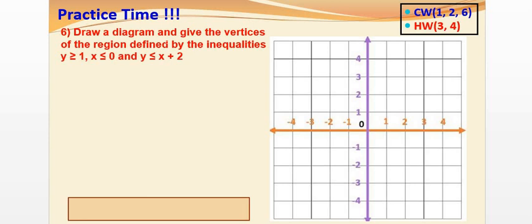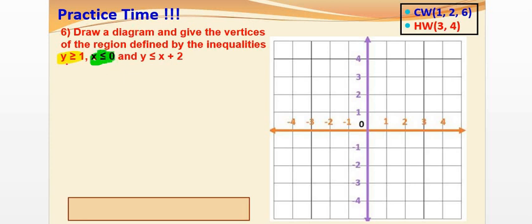Now here it says, draw a diagram and give the vertices of the region defined by the inequalities: y is greater than or equal to 1, x is less than or equal to 0, and y is less than or equal to x plus 2. So these two inequalities, this one and this one, are very easy to draw because they have only one variable.